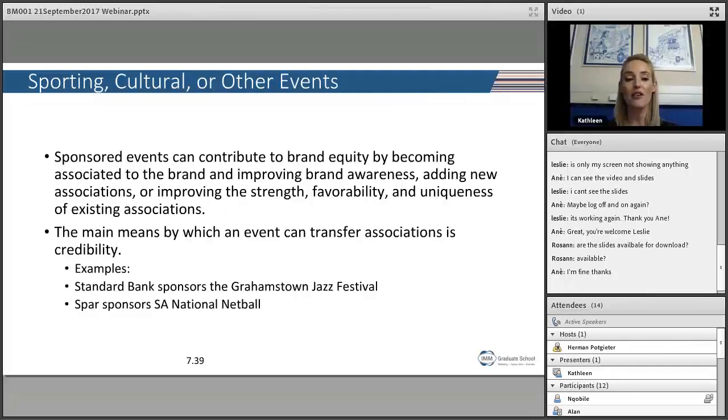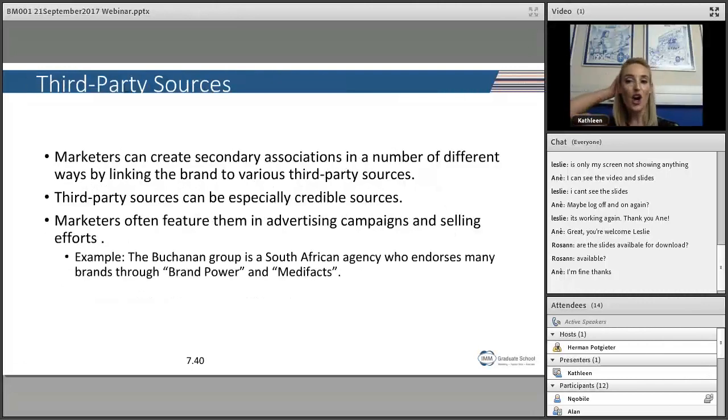For examples of some South African events that are sponsored, other than the obvious ones, we have the fact that Standard Bank sponsors the Grahamstown Jazz Festival and that SPAR sponsors the South African National Netball events. So in this way, you are creating awareness, you're also possibly attracting additional customers who would be the target market of the sponsorship event, and they would feel that they have something in common with the brand because the brand is interested in the same type of events as they are.